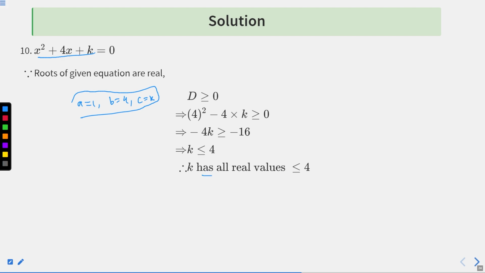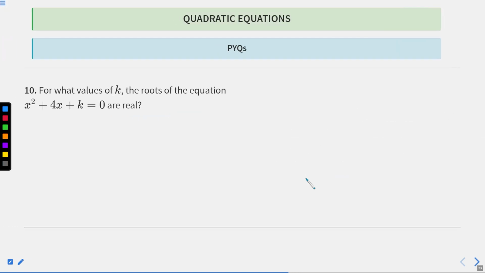So therefore k has all real values less than or equal to 4. That means k may be 1, 2, 3, or minus 1, minus 2, minus 3, and also irrationals, all numbers that are less than or equal to 4. So for the values of k less than or equal to 4, the roots of the equation x square plus 4x plus k equal to 0 are real.